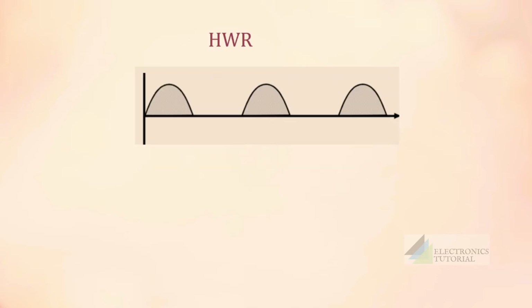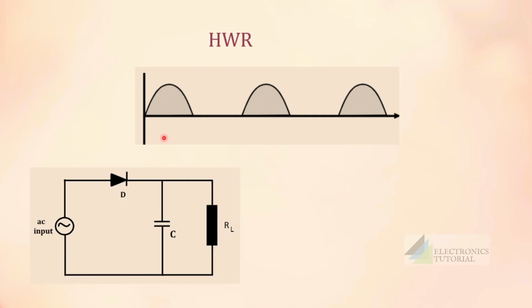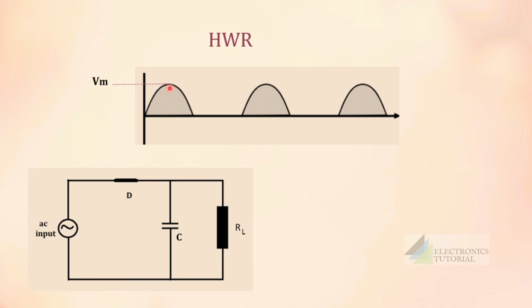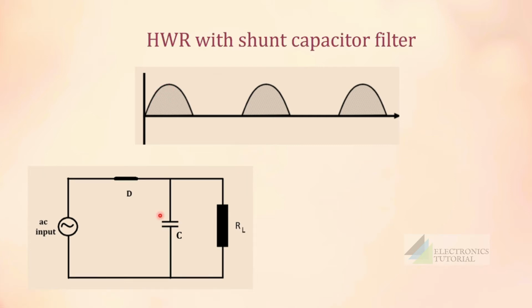This is the output obtained from a half-wave rectifier and this output will be fed to the filter section. Let us consider the filtering process in a step-by-step procedure. We know as this is a half-wave rectifier, the positive side of the signal will be allowed to pass through this diode and we will get a positive side here. Thus the diode here acts as a short circuit for the positive peak, and the peak value of the signal is indicated as Vm. And let's discuss how this capacitor is going to respond to this positive peak.